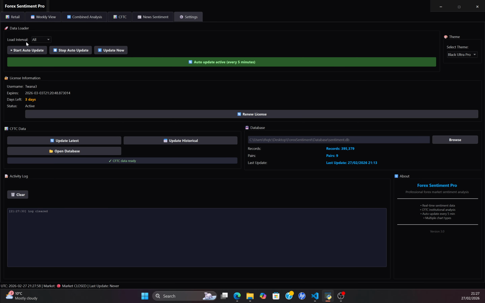So on the settings tab, you have a load interval data where you can select if you want one day worth of data, a week, 2 weeks, 3 weeks, a month, and all available data on the server. I prefer to go with 2 weeks or a month. 2 weeks will give you a good insight about retail trader positions and is a bit faster of loading data. Once you select that, you click Start Auto Update. Now it's running and it's going to update the data every 5 minutes.